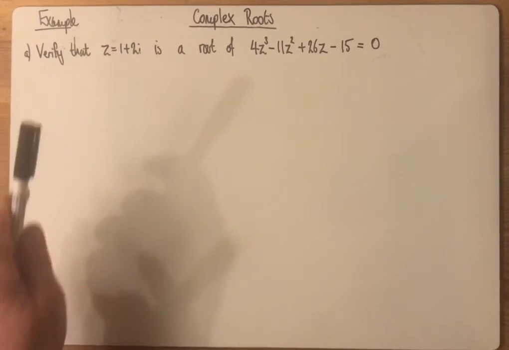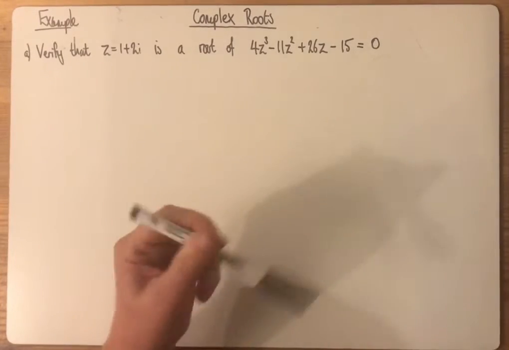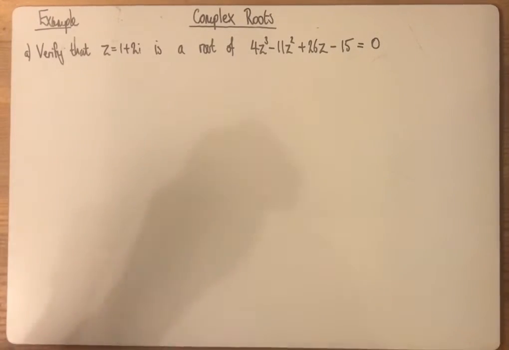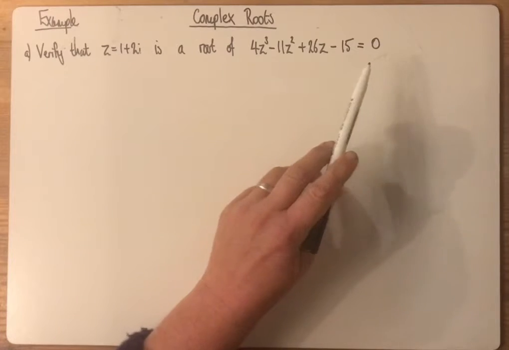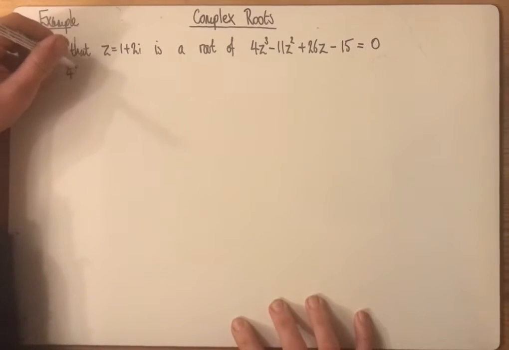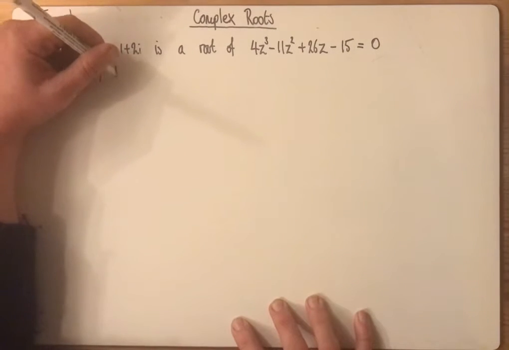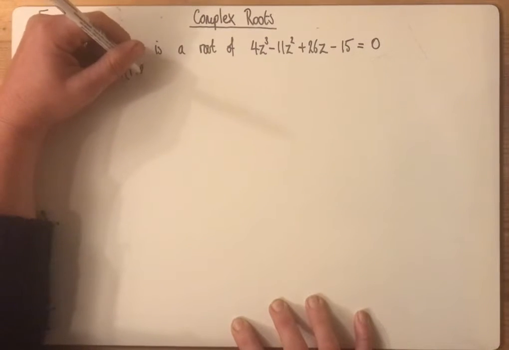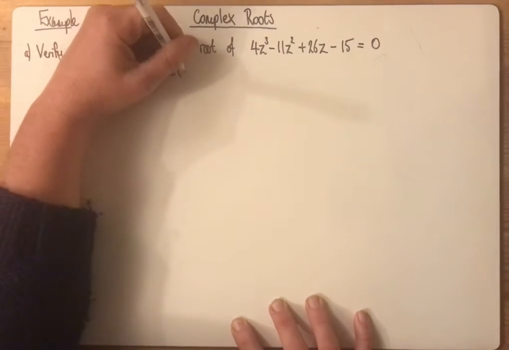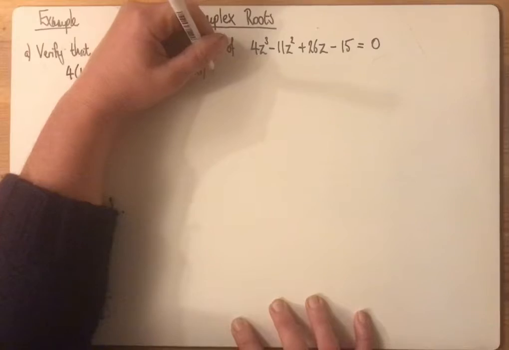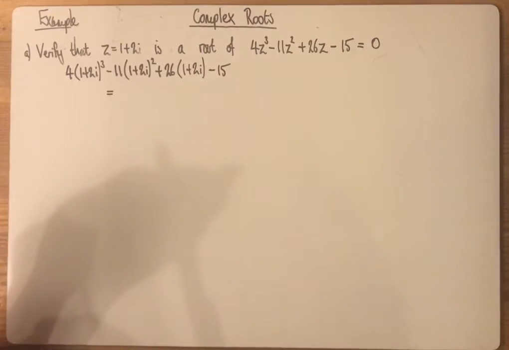So we have, to start with, verify that z equals 1 plus 2i is a root of this cubic. So to verify that 1 plus 2i is a root, I need to plug in 1 plus 2i for z and show that you get a 0. So I'm looking at doing 4 lots of 1 plus 2i cubed minus 11, 1 plus 2i squared, plus 26 lots of 1 plus 2i minus 15. And you know you're looking to get 0, but we need to show it's 0.